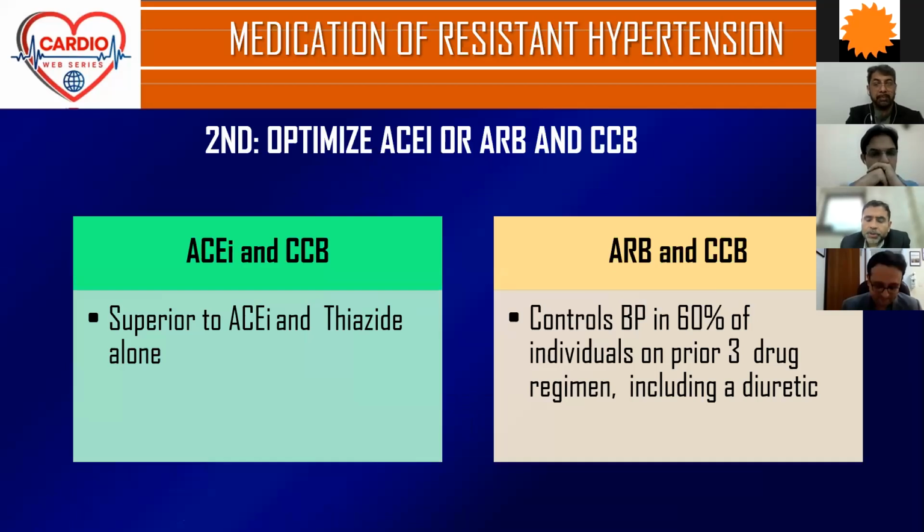The second step, which in my opinion you should have done already before you go to resistant hypertension, is that you optimize your combination pill, which is ACE with calcium channel blocker, or mostly in Pakistan, we have ARB with calcium channel blocker. And as Asaad mentioned, a lot of data comes out that if your blood pressure is more than 160 by 90, then you should simply start with a combination pill at that point in time.